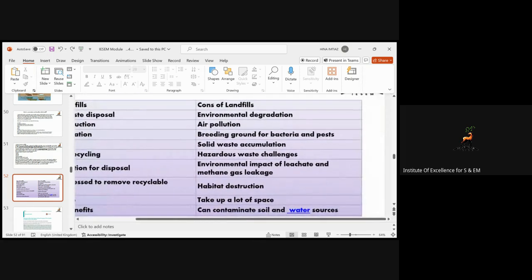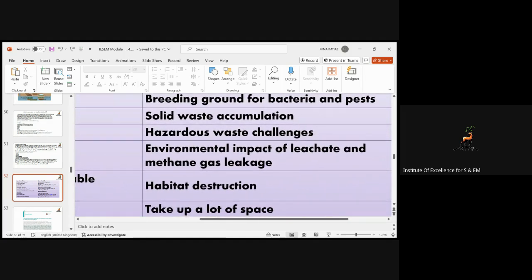Like you have a way to improve the currently existing landfills. So moving towards the disadvantages of the landfill, they are degrading the environment through carbon monoxide and carbon dioxide. They are causing air pollution, and again they are breeding ground for bacteria, pests, and microbes as well. And again, there is solid waste accumulation, that we are accumulating a huge solid waste under the ground, and it gives a hazardous waste challenge.